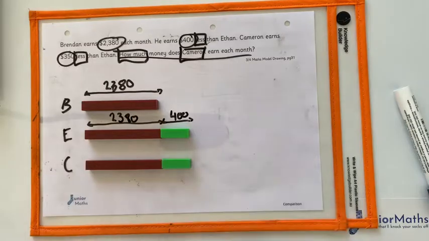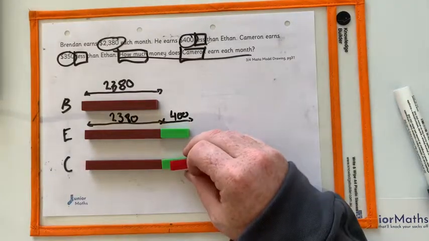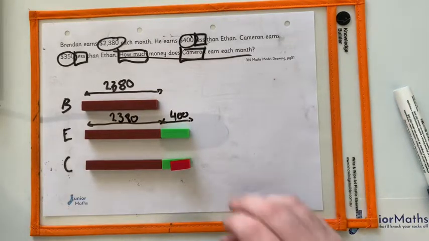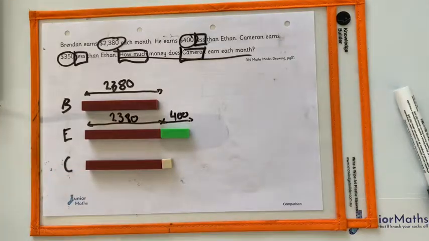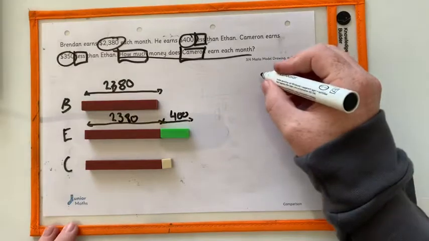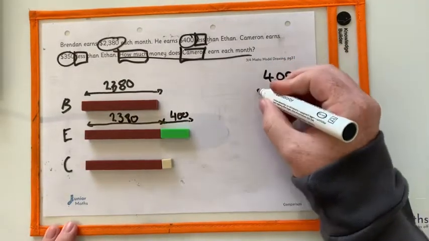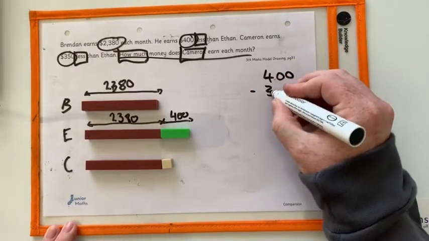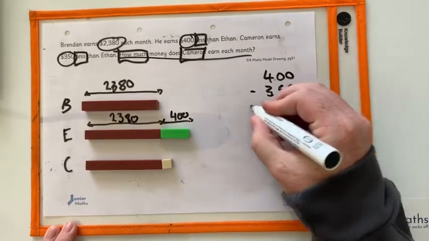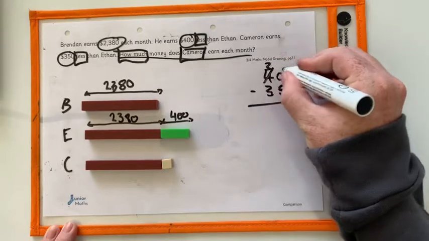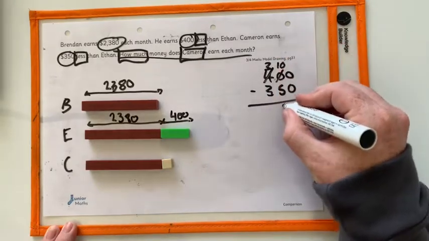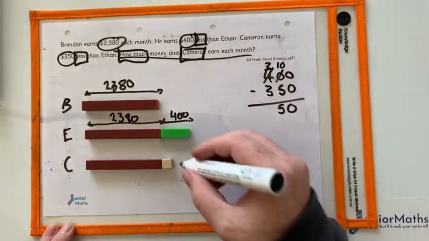we've got, this is 400 extra, take away 350, and we're left behind with this amount here, and we need to find what that is first. 400, take away 350, 10, take away 5 is 50.